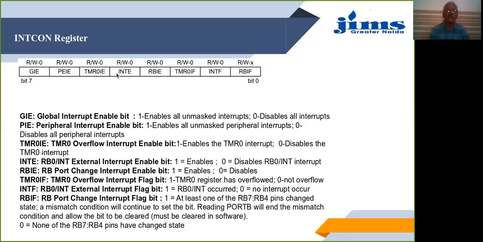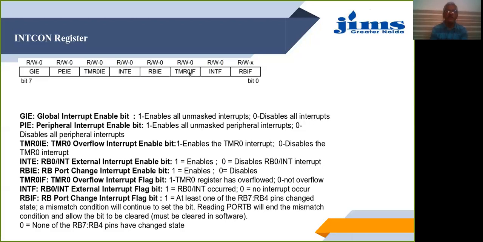Then you have the interrupt enable, INTE. If you want an interrupt to occur from external sources on port RB0, then we can enable it, or we can disable it so that there is no interrupt on port B0. Then there is a bit for the RBIE, that is the port B change interrupt enable. If you wish to get the interrupt when the status of port B changes, then you can enable this particular bit, or clear it to disable that interrupt.